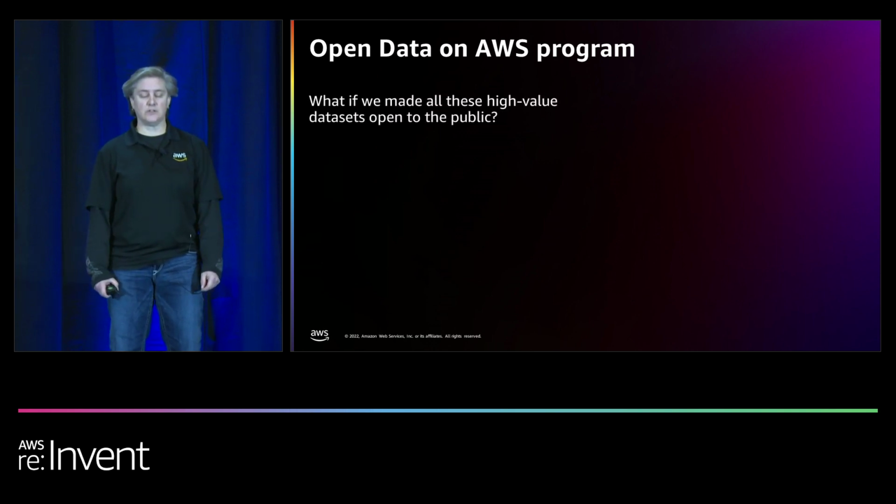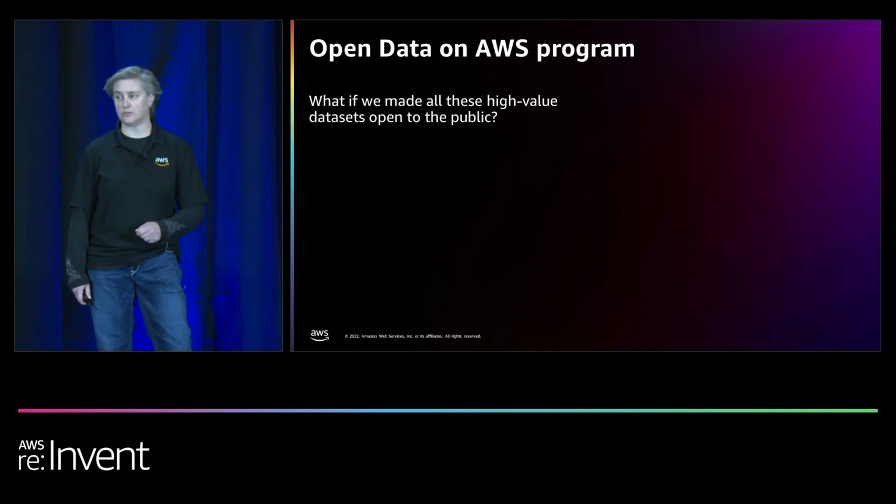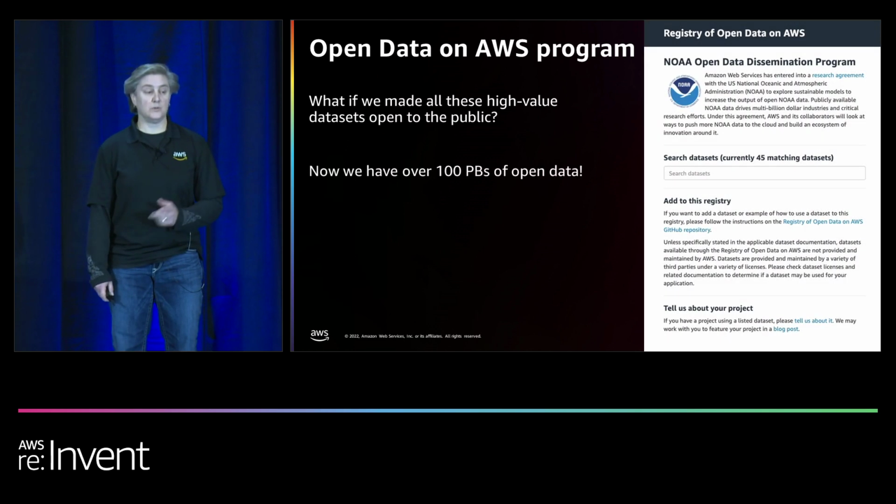So what if we made all these high-value data sets, the satellite data, the ground radar station data, weather buoy data, data we get from drones, what if we made all of this open to the public? Open to anyone, so you could use this data to help solve climate change or assess your risk. But we did that. We started on this process 10 years ago, and now we have over 100 petabytes of data in the AWS Open Data program. And it is open to the public. You don't even need an AWS account to access the data and use it.